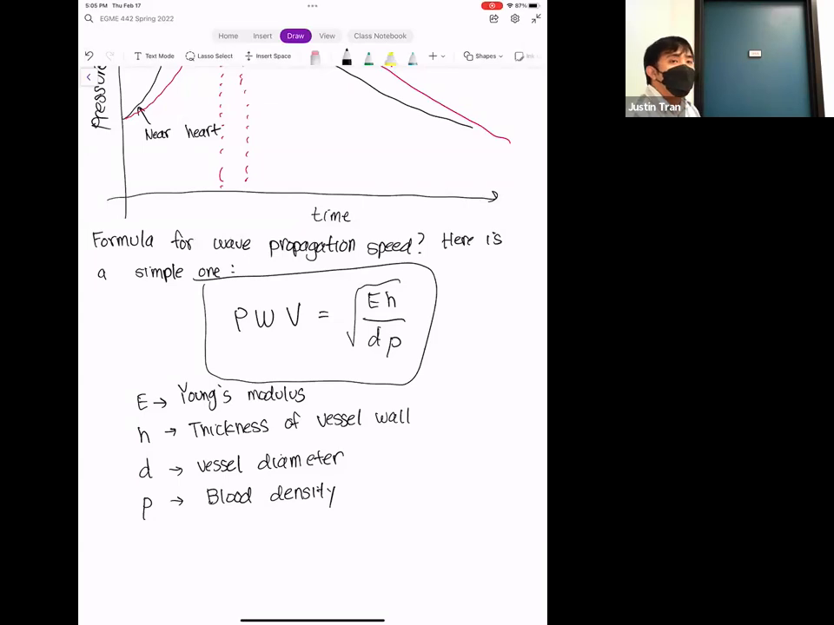All right. Any questions on this? Those are both rho, right? Yeah, so both rho.